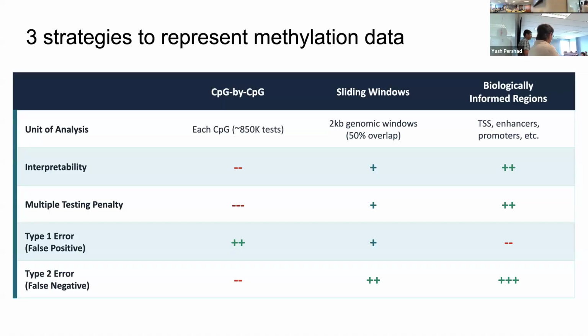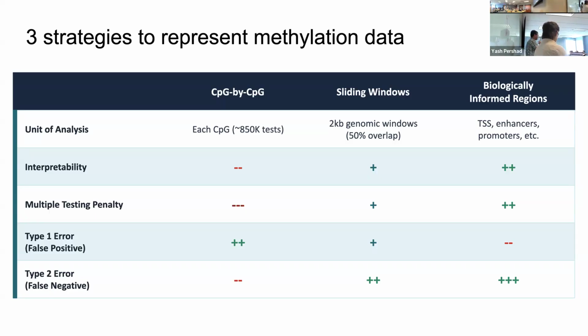There are basically three ways to represent the methylation data in these models, and they all have their pros and cons, which I tried to summarize here. Negatives are negative, positives are good things, and blue is kind of neutral. You could do it like a GWAS, where each CpG is predicting your outcome or is altered by your exposure.